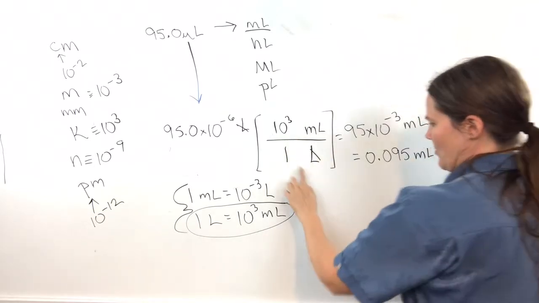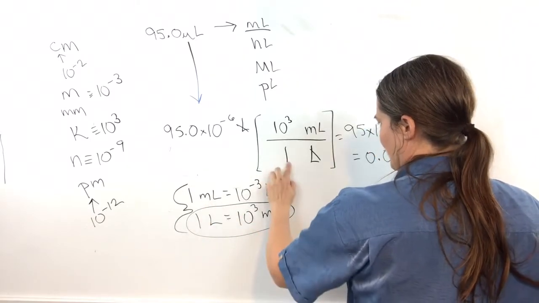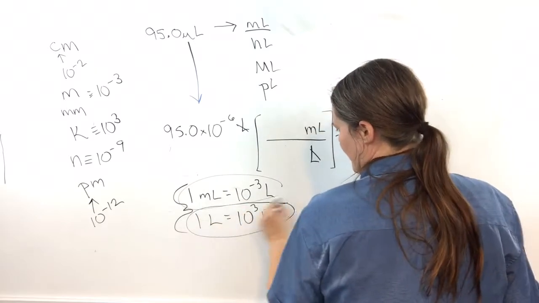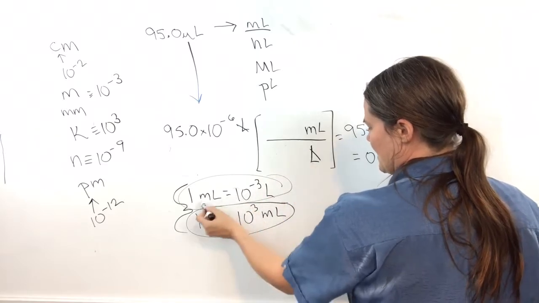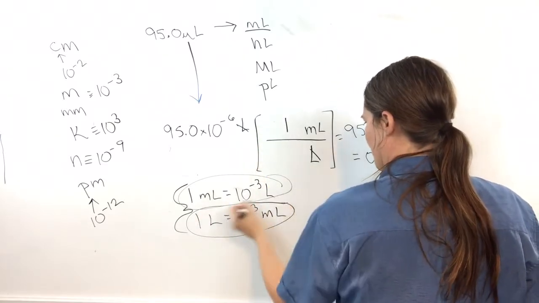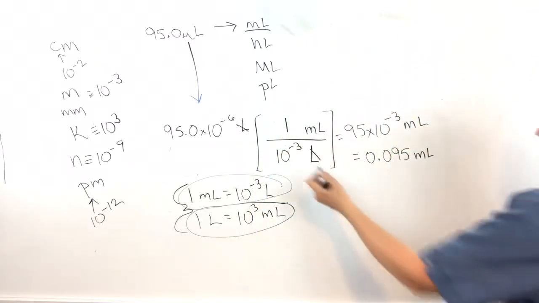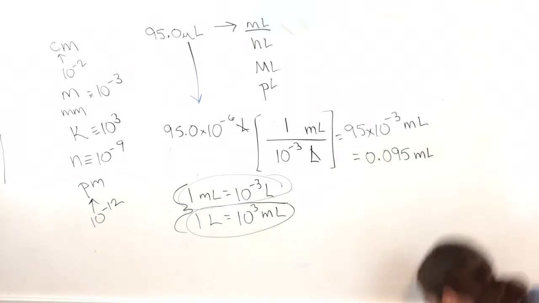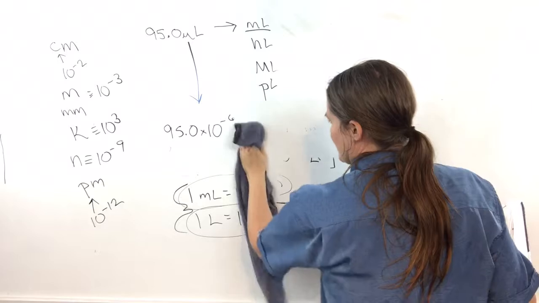I could have used either conversion factor, and I just want to show you that real quick. I used this one. I could have used the top one, and then I would have put the 10 to the negative 3 by the liters and 1 with the milliliter. So 1 milliliter is equal to 10 to the minus 3 liters. And I still end up with the same answer when I work through that math. Okay, now let's convert this to nanoliters. We've done milliliters.